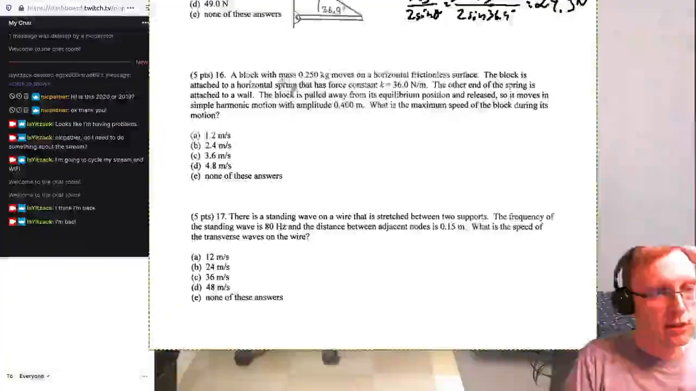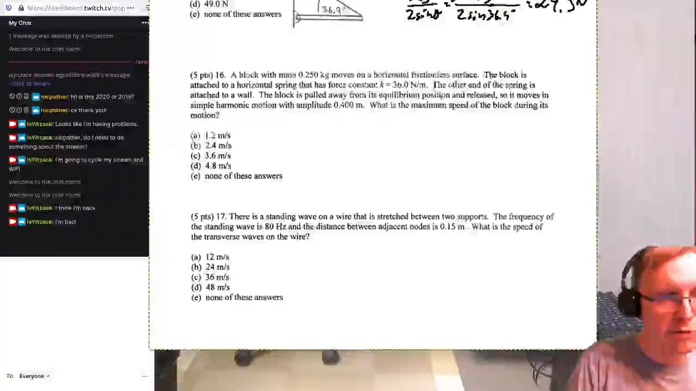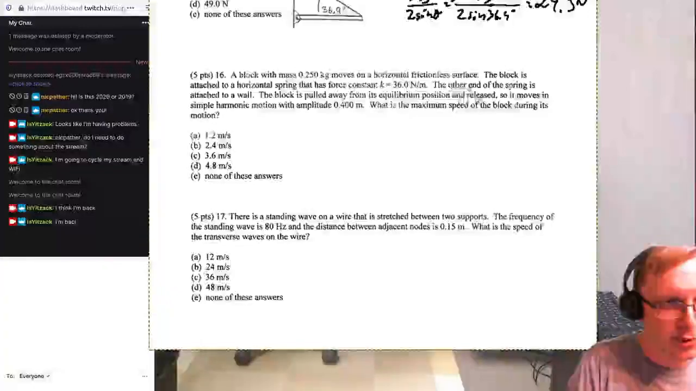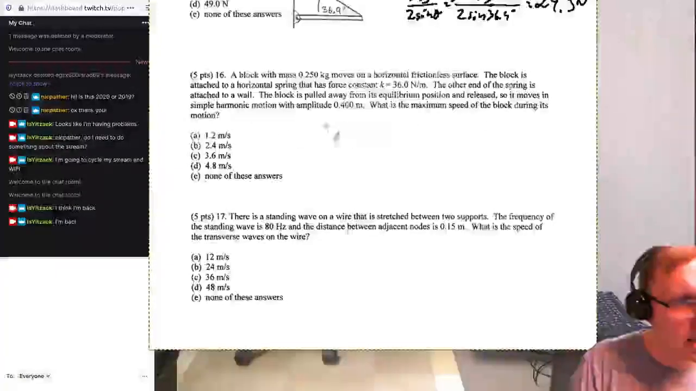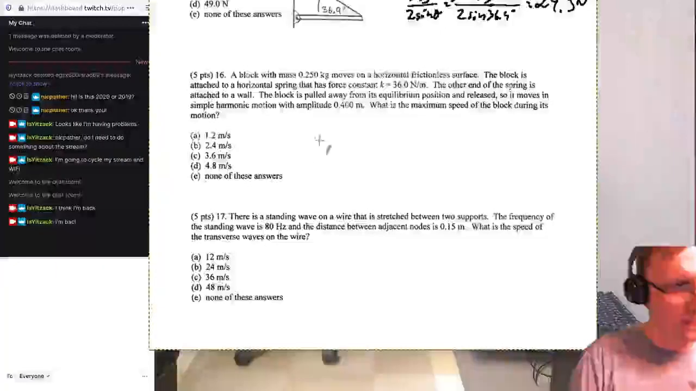A block with a mass of 1/4 kilo moves on a horizontal frictionless surface. The block is attached to a spring, spring constant provided. The other end of the spring is attached to the wall. The spring is pulled away and released. It has simple harmonic motion, amplitude 0.4 meters. The maximum speed is how much?